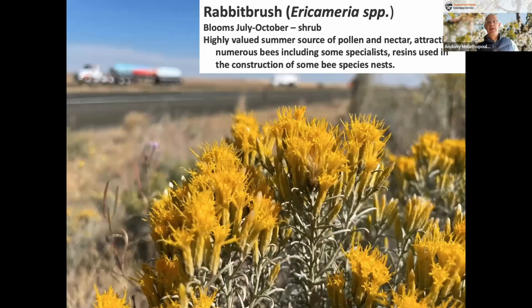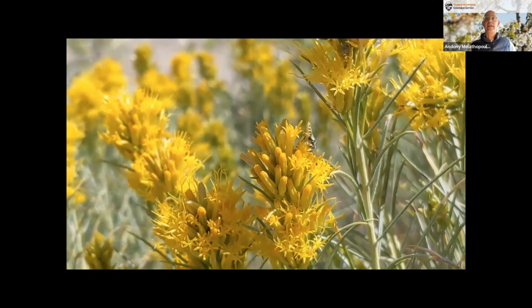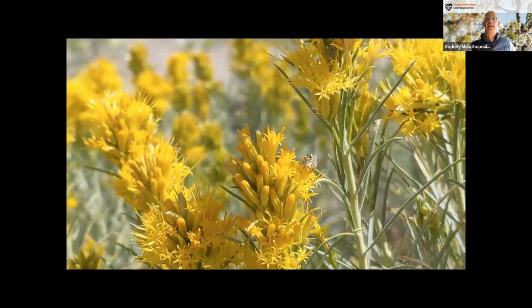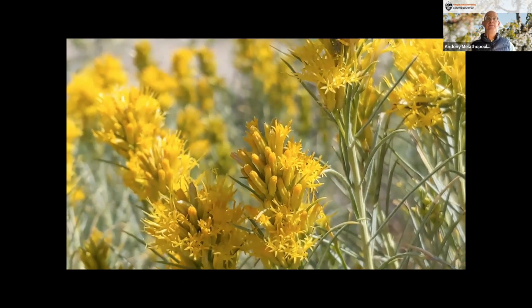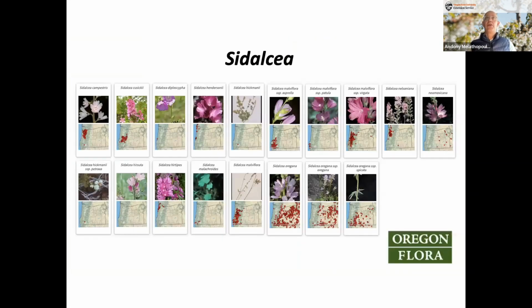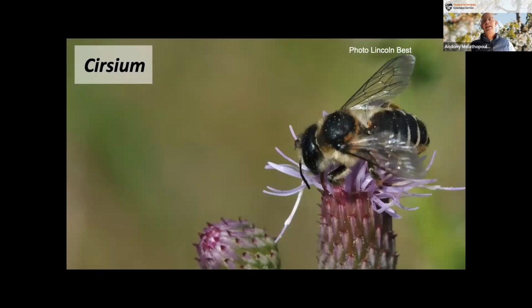I also mentioned rabbit brush. We have a number of specialists like these small fairy bees that you see just crawling all over these when they come into bloom in late August, September. The mallows are also a remarkable source of bee diversity, and we have a number on the east side. I hate to say this, but some of these are terrible plants for your farm.